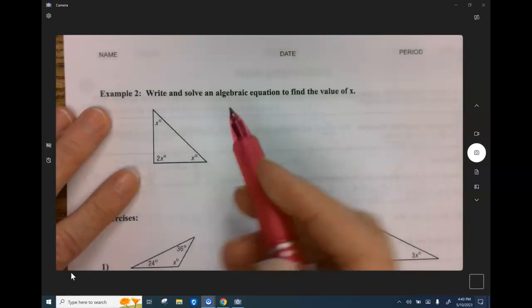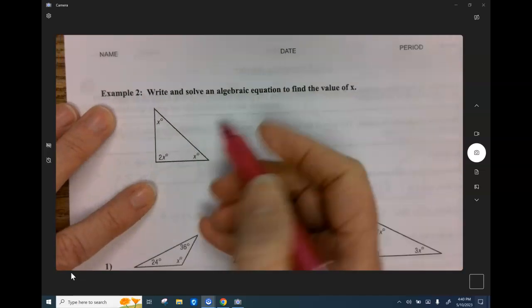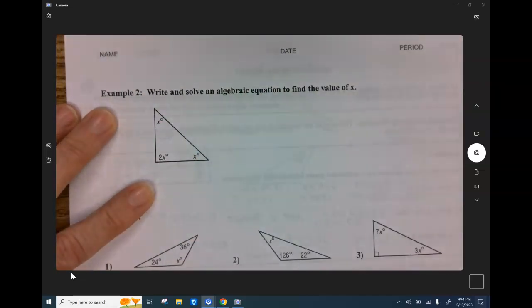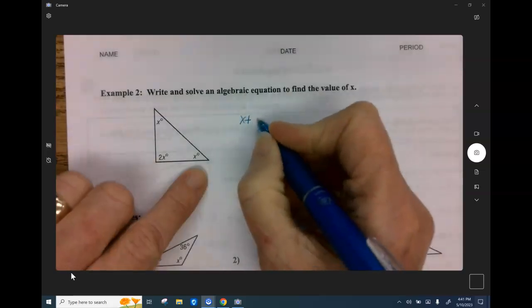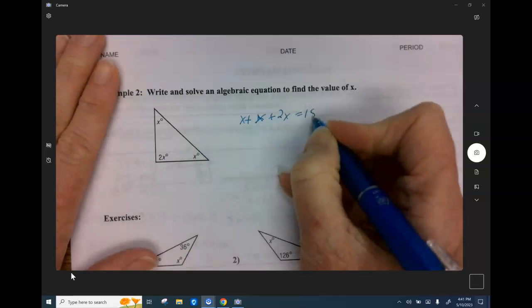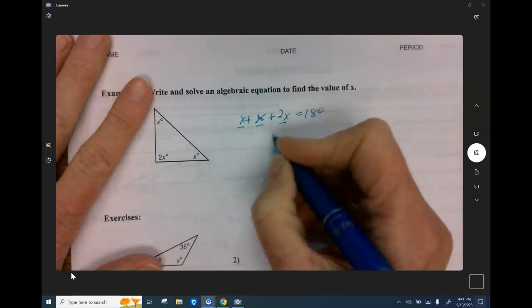Okay, so we're going to solve, and notice that we're talking about angles. So if I'm talking about angles, I know that the three angles have to add up to 180. So I'm just going to go x plus x plus 2x is equal to 180. Yeah, we get to combine all of these, they are like terms. So that's going to be 4x.